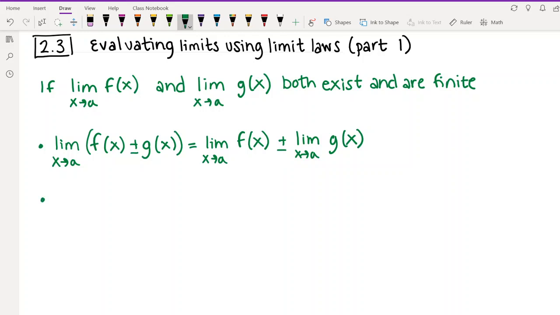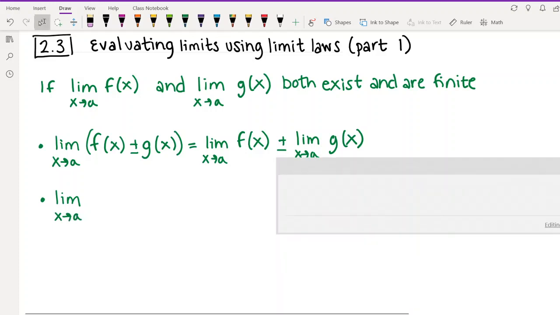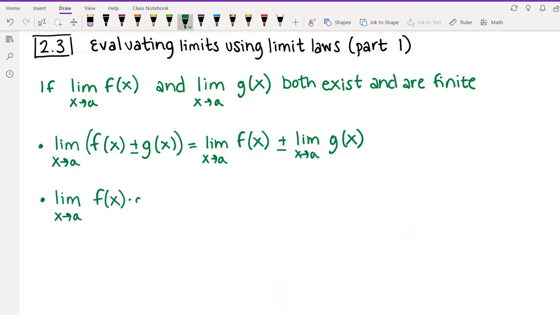And then another one is that if you're taking the limit as x approaches a of a product of two functions, so f of x times g of x, that's going to be the same thing as taking the limit as x approaches a of f of x, and then multiplying that with the limit as x approaches a of g of x.